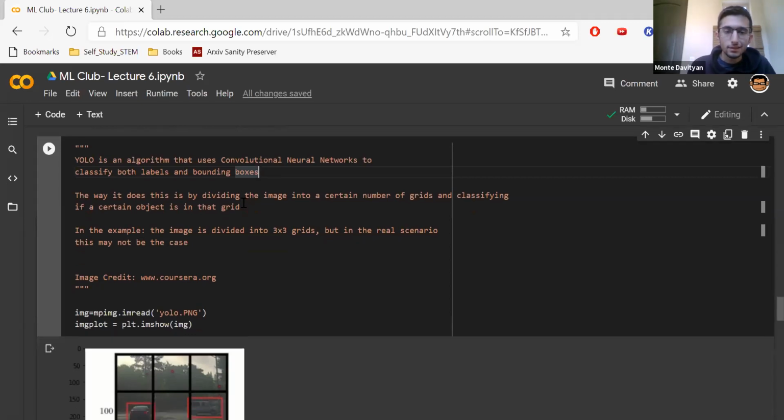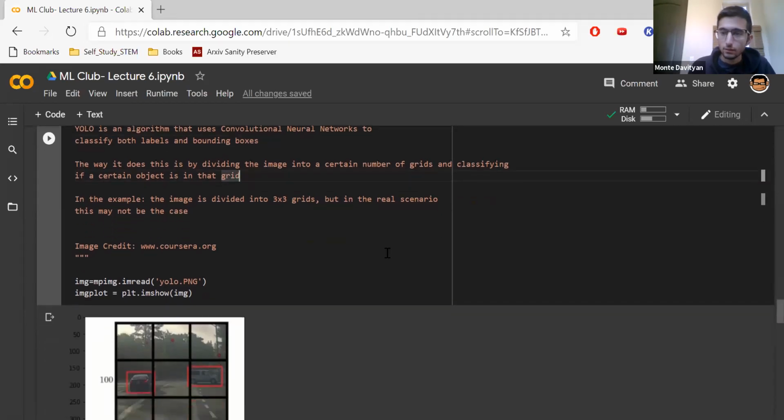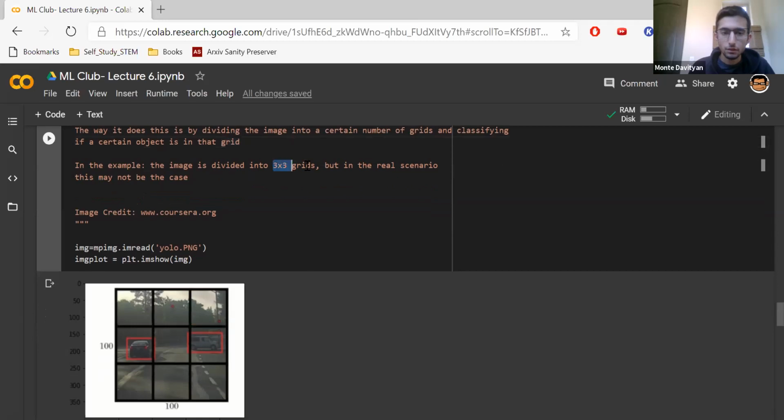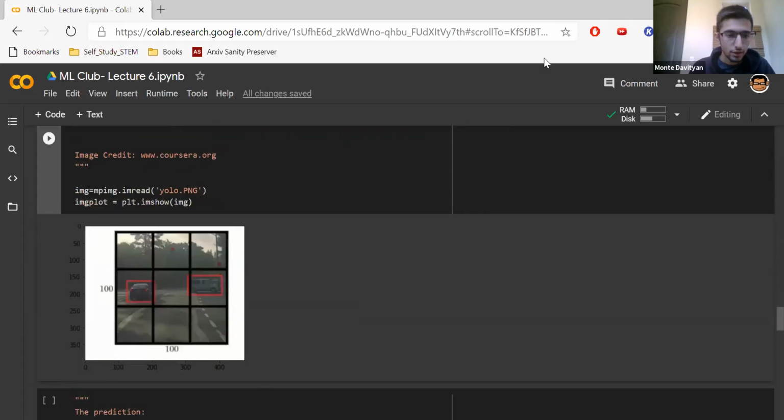So how does this work? What it does is divide the image into a certain number of grids, and then it classifies whether a certain object is in that grid or not. Let's look at an example of dividing an image into 3x3. In real scenarios, you don't divide it into 3x3, but just for this example, let's show it. So you have this image right here, and you're literally dividing the image into 3 rows and 3 columns. And so you have a 3x3 grid.